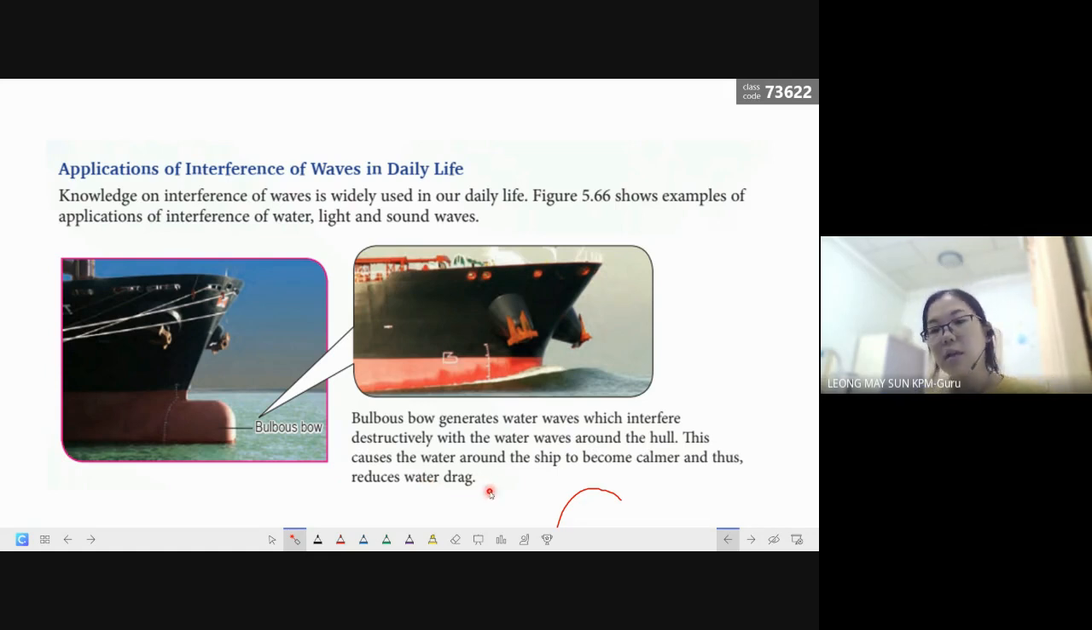So here, in order to reduce water drag, they actually have this bulbous bow. The water around the ship will not always be calm, but it's much calmer, especially when it goes to a deep sea region and there is a storm coming. In order to stabilize whatever cargo is in there, they use this particular bulbous bow to reduce the water drag as well. So that is one application from the textbook.